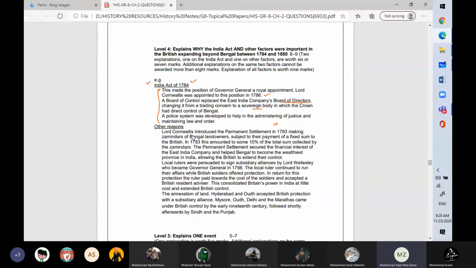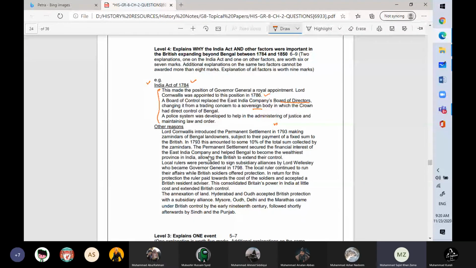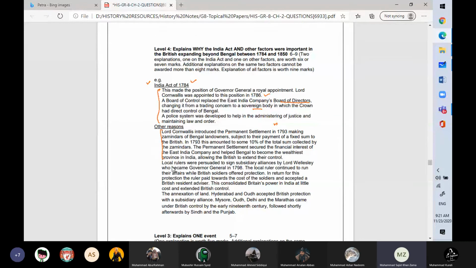Lord Cornwallis introduced the Permanent Settlement in 1793, making the Zamindars of Bengal landowners, subject to their payment of a fixed sum to the British. In 1793, this amounted to some 10% of the total sum collected by the Zamindars. These were further laws introduced by the British. Local rulers were persuaded to join subsidiary alliances by Lord Wellesley. We discussed this: subsidiary alliances through which they expanded, and the annexation of land, Hyderabad, and all that.